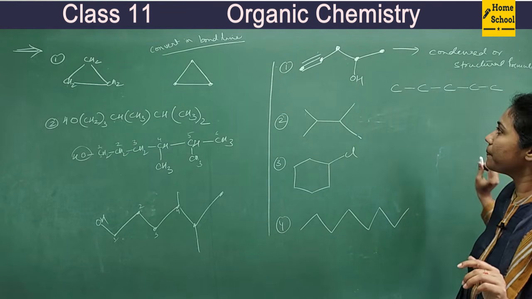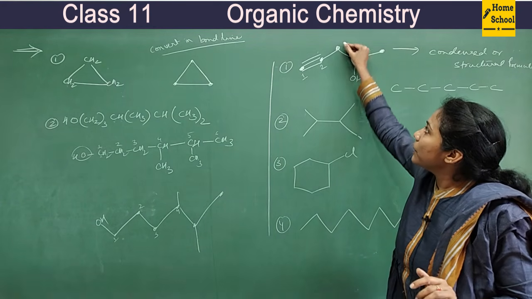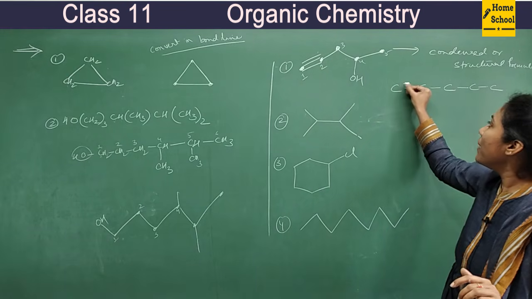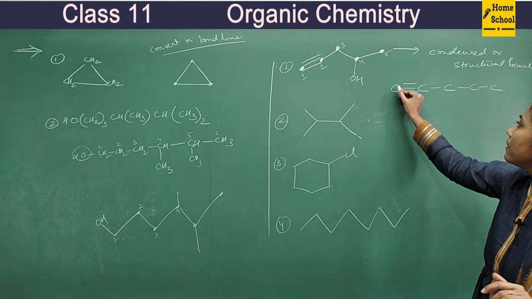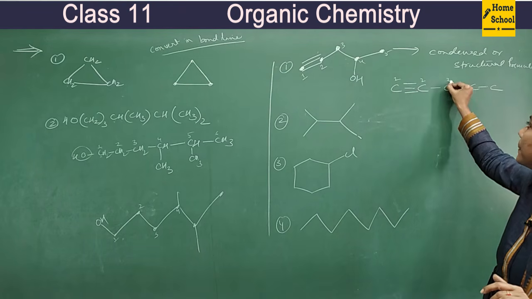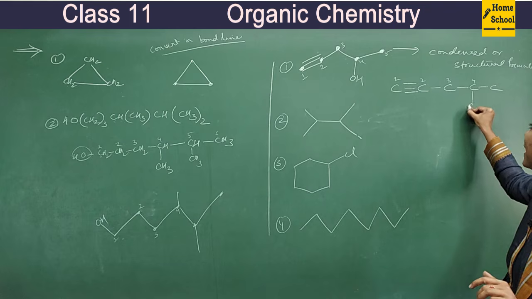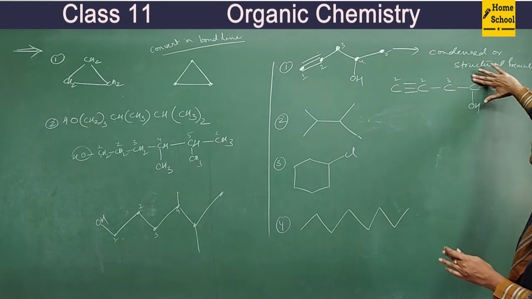Show it with the bonds. This is carbon 1, carbon 2, carbon 3, carbon 4, carbon 5. Between 1 and 2, you actually have a triple bond. Show the triple bond. And at the fourth carbon, you have a branch, and that branch is with OH. So this is a normal skeleton that you have drawn.